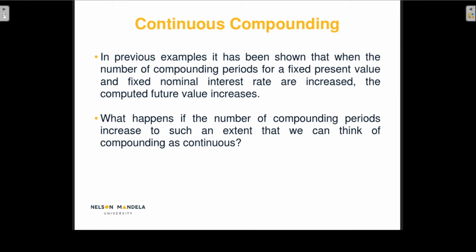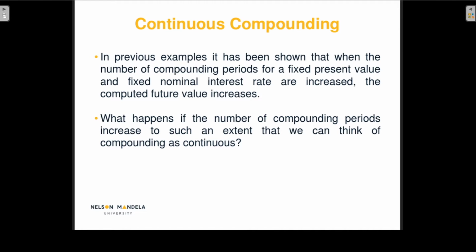Okay, now that we've done some revision on equivalent effective interest rates, we can continue to continuous compounding. From previous examples, it has been shown that when the number of compounding periods for a fixed present value and for a fixed nominal interest rate are increased, then the computed future value increases. So if we keep the nominal interest rate fixed and the present value fixed, if we increase the number of compounding periods, then the future value will increase.